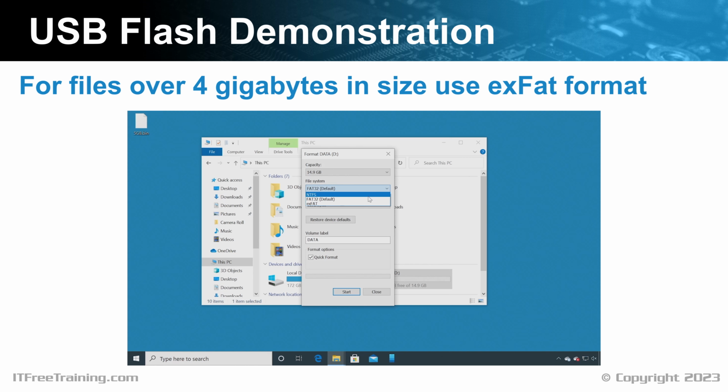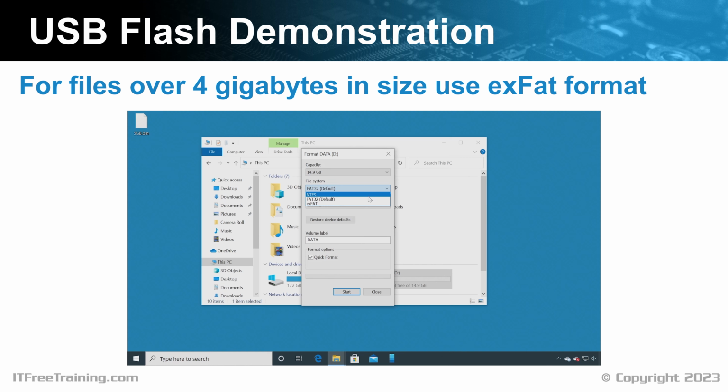NTFS offers extra security features and also has journaling. Journaling is a feature in which writes are put into a transaction log before being committed. This gives better recoverability if a problem, such as a power outage, was to occur when the data was being written to the drive. In the case of USB flash drives, the drive has a limited number of writes that can be performed before the USB flash drive starts wearing out.